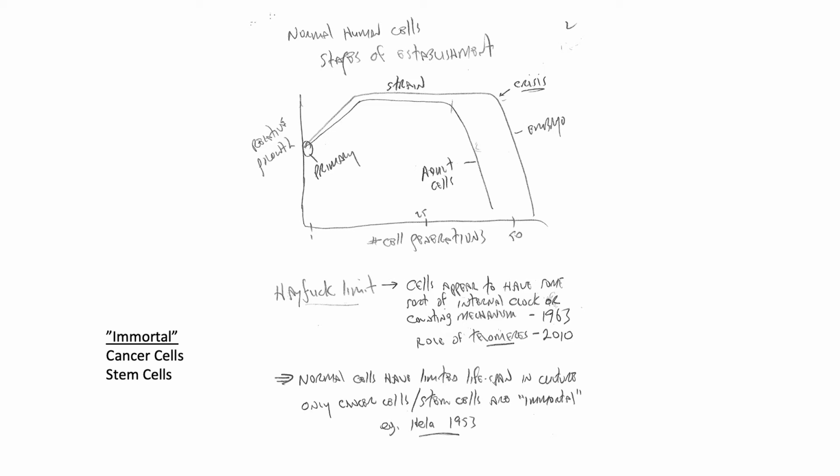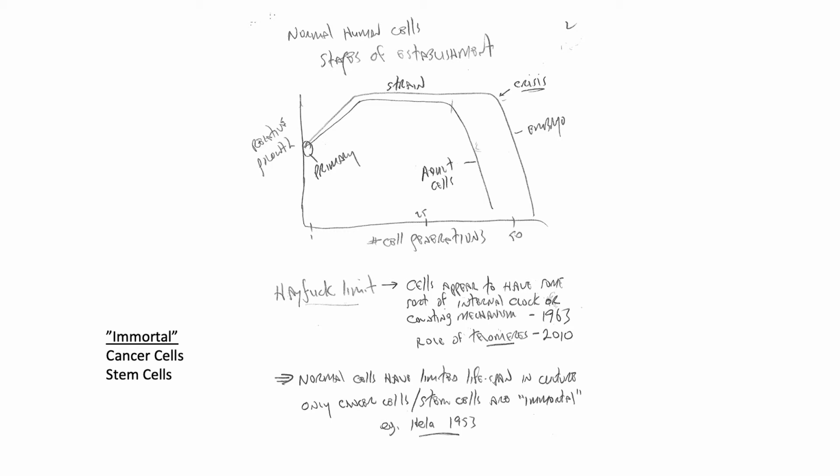Now, those are normal cells. Normal cells have a limited lifespan in culture. They cannot grow past 50 cell generations. So it makes it a little bit difficult to use these normal cells for experiments if you need them to grow for a long time. They stop growing, so there's only a limited amount of time you can use these, but they're often used.